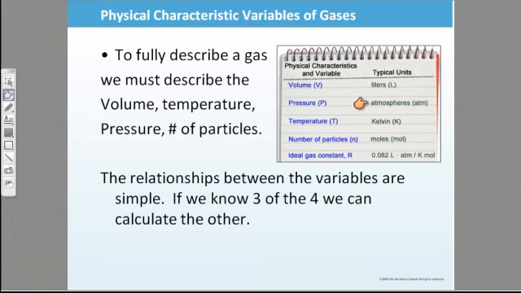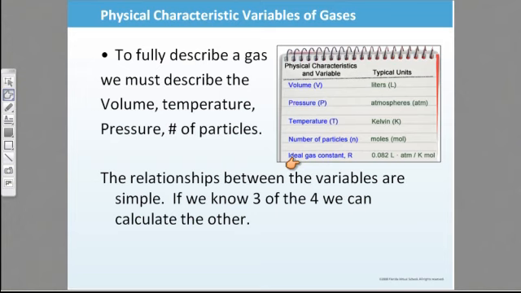Same with pressure. We have pascals and millimeters of mercury. So there are other units of pressure, but again, we like atmospheres. Same with temperature. Of course, we have degrees Celsius and degrees Fahrenheit. For gas laws, we like to keep it in Kelvin.